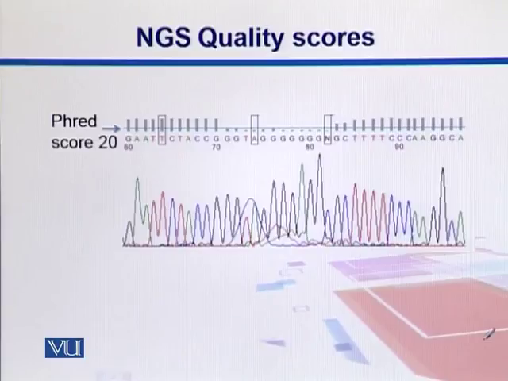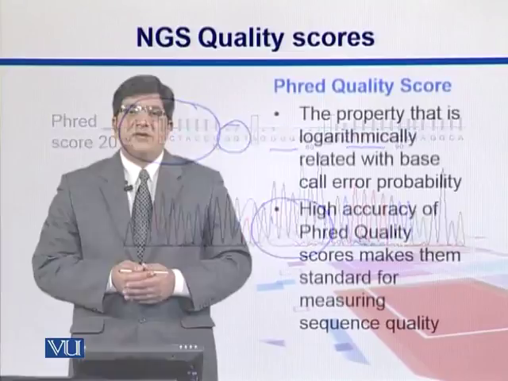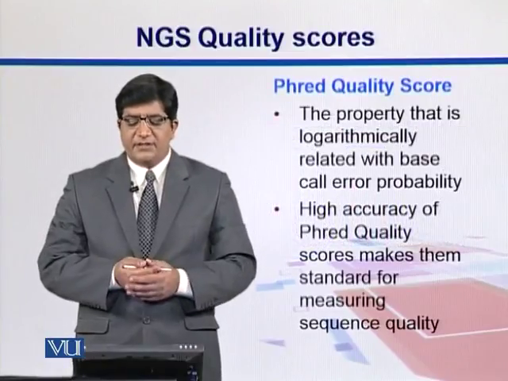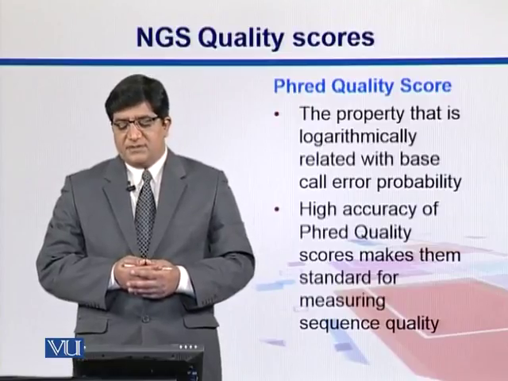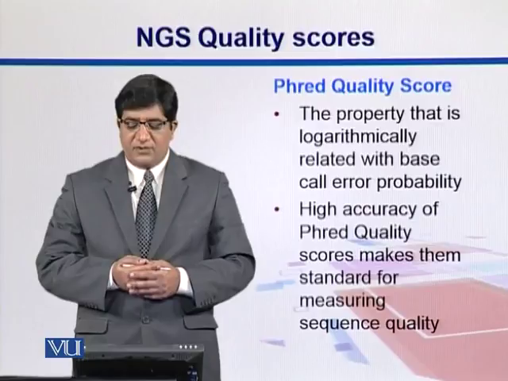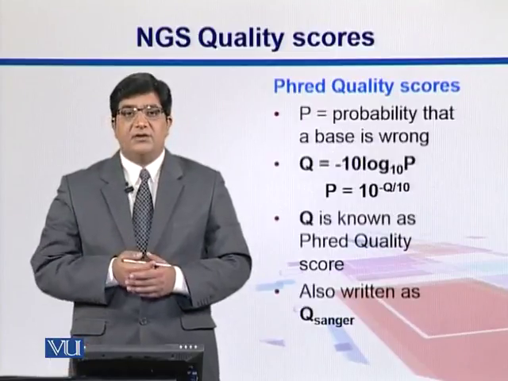So for instance, the middle line is the score of 20. So these bases have really good scores over here. These regions are poor, so their scores are low. In this way, we can look into the corresponding peaks, and these can be converted into those quality scores. Phred quality score is the property that is logarithmically related to the base error probabilities. The high accuracy of Phred quality scores makes them the standard for sequencing quality, so they are used a lot.